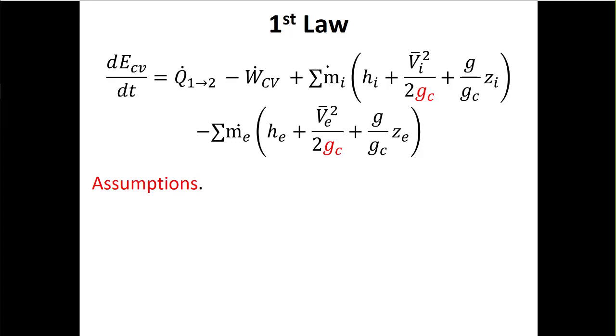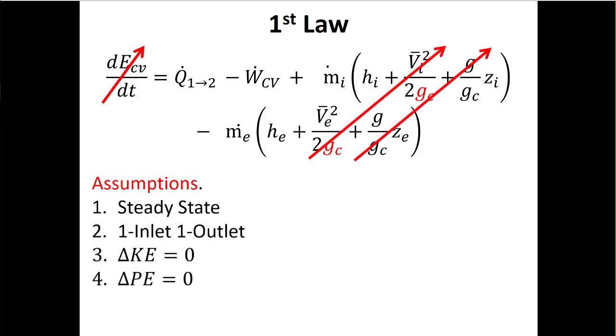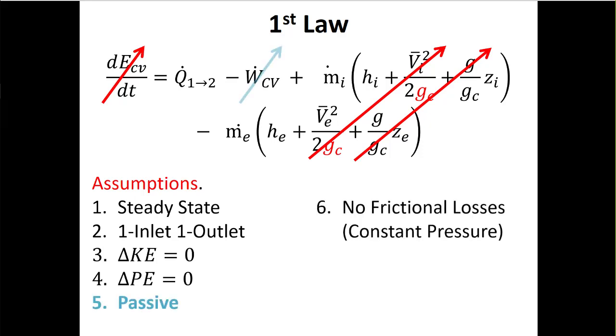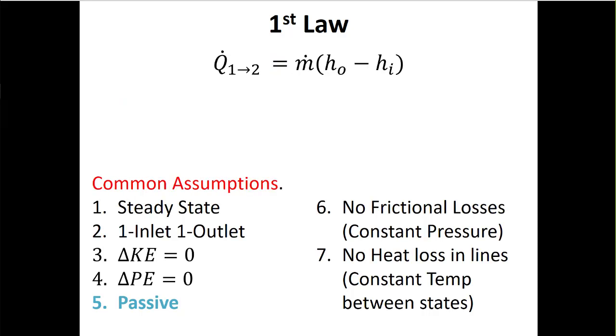Then there's the first law part of the problem. So we're going to say that this particular component is steady state, one inlet, one outlet, no kinetic energy change, no potential energy change, and it's passive. We're also going to neglect friction loss. There's no real lines that we're worried about, but I wrote this down anyway, probably because I just copied this slide from above when we were talking about the whole cycles.